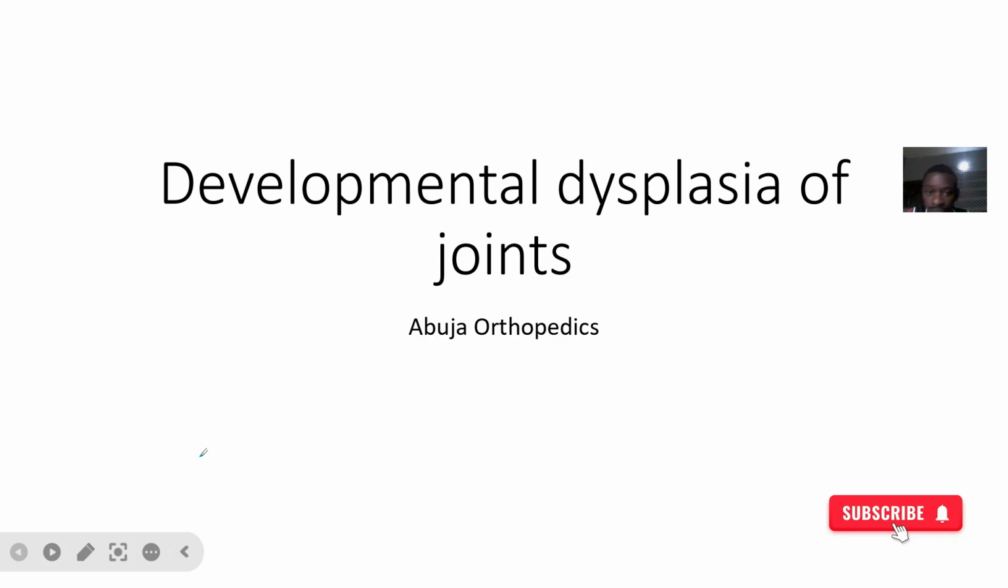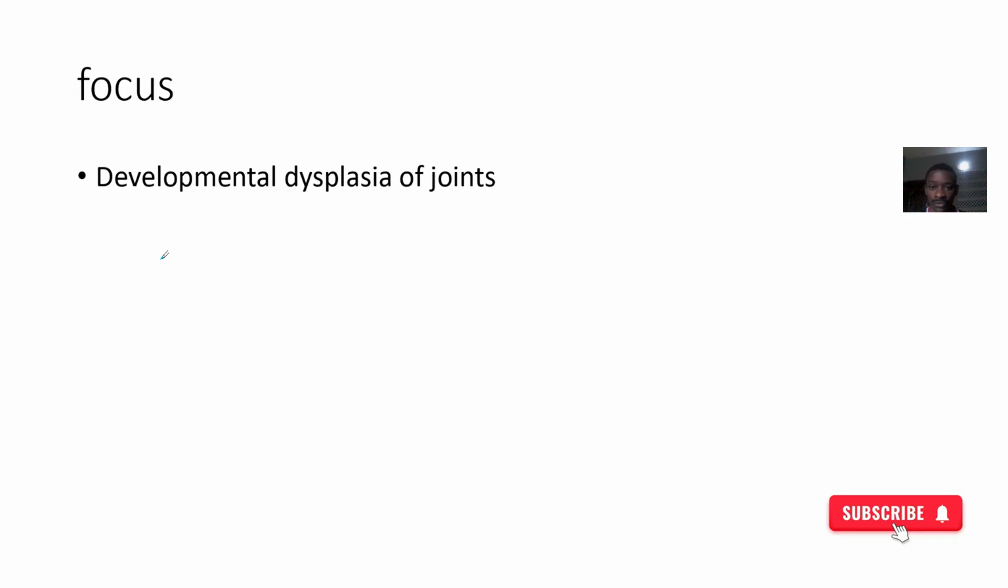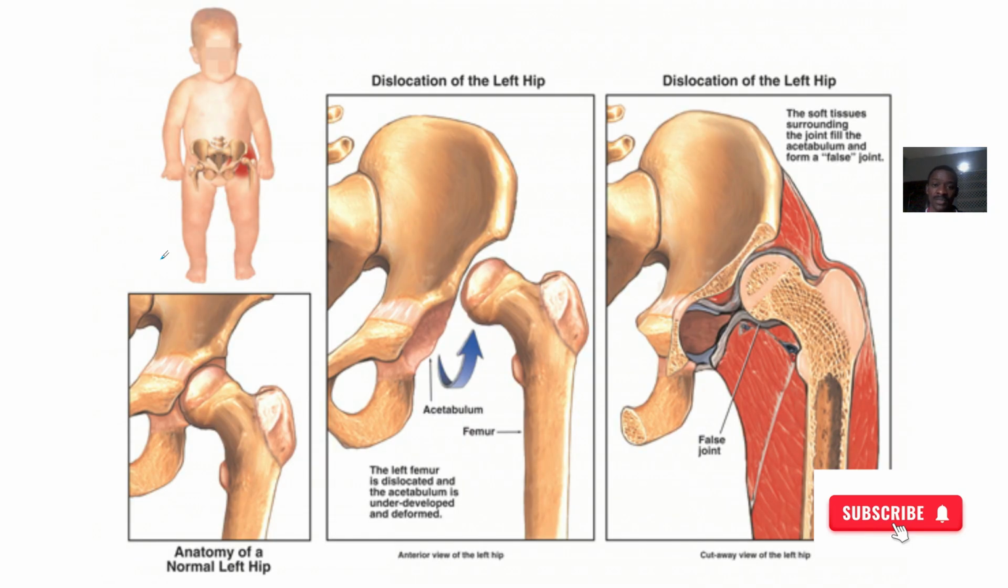Alright, so we want to look at another joint issue which we are here to discuss, and this is what is known as developmental dysplasia of the joints. Developmental dysplasia of the joints. You're actually talking about the hip, congenital hip dysplasia.